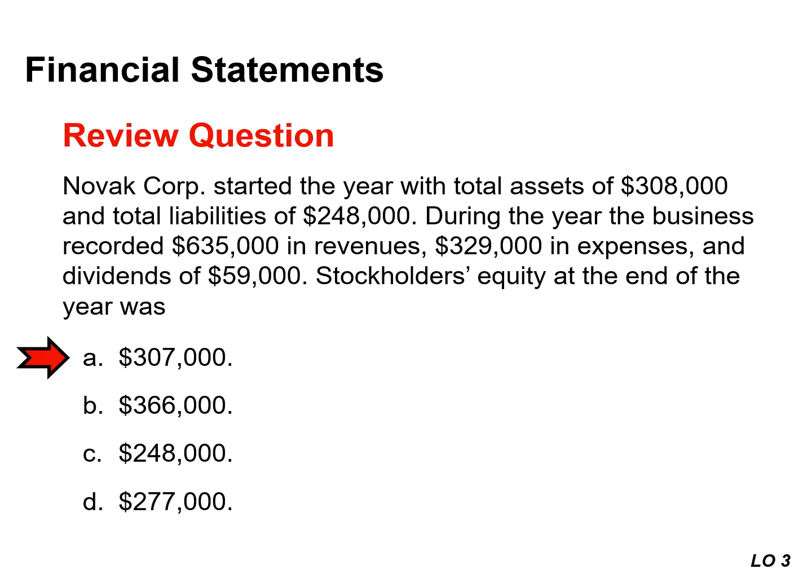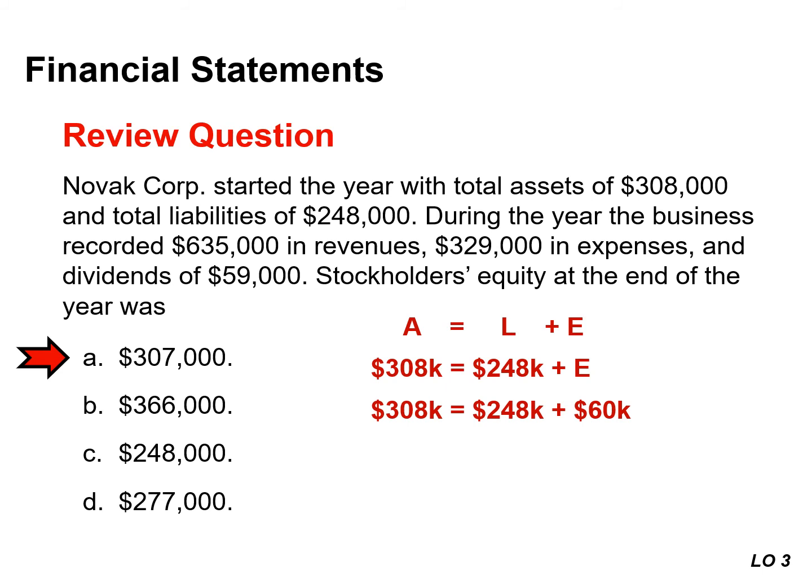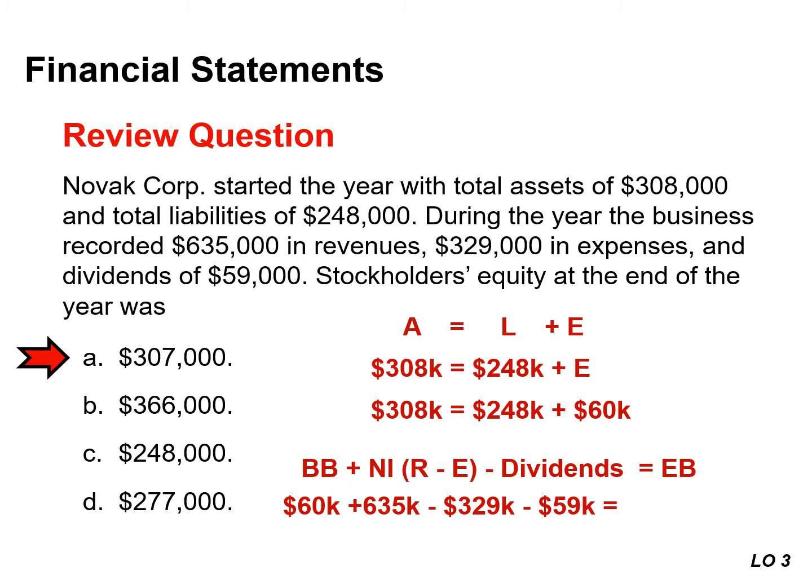The solution is $307,000. Again, we know that we had assets at the beginning of the year of $380,000 and we had liabilities of $248,000. That means our equity at the beginning of the year is $60,000. We also know that during the business we incurred $635,000 in revenues. Again, we're going to increase our revenues. Our expenses are going to reduce our equity, and so will our dividends of $59,000, so that at the end of the accounting period, or at the end of the year, the stockholders' equity is $307,000.